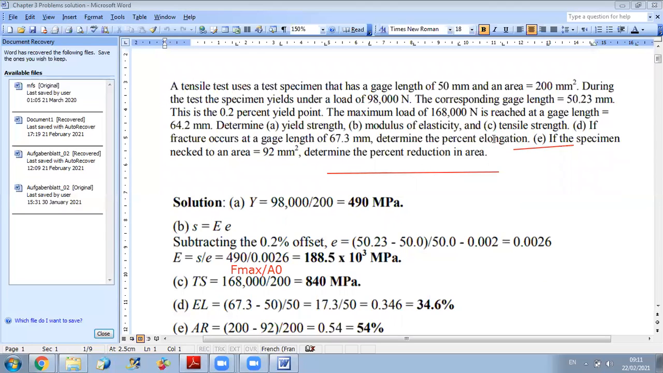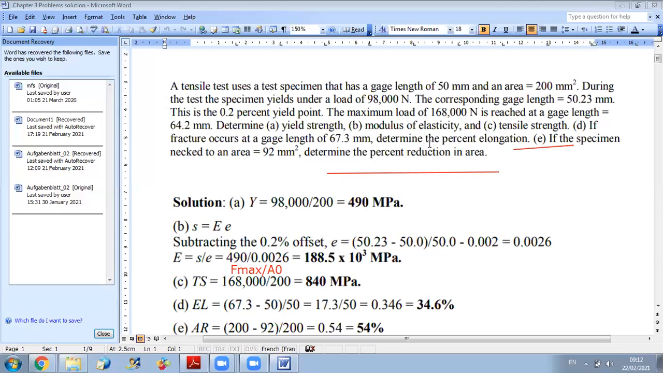Then they ask, if fracture occurs at a gauge length of 67.3 millimeter, determine the percent of elongation. In order to determine the percent of elongation, I just apply the formula, which is L final minus L0 over L0. They also gave me the length at the point of maximum load, which is 64.2 millimeter. So the elongation at this point can be calculated as L at this location minus L0 over L0. So we get the value.